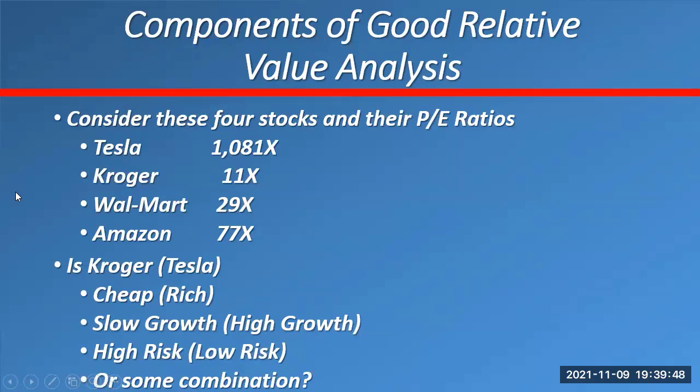So just to give some examples here, I don't know when I pulled these numbers. It's been a few weeks, but Tesla's trading at 1,000 PE, Kroger's at 11, Walmart 29, Amazon 77. These are PE ratios. What's the most expensive stock? Tesla. So $1,000 for $1 of earnings. The market must be assuming either Tesla is the lowest risk company in the history of the world, or it's going to be growing incredibly fast. You can probably guess which of those it's assuming.